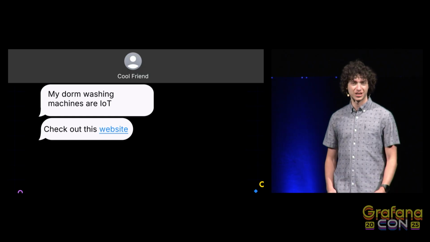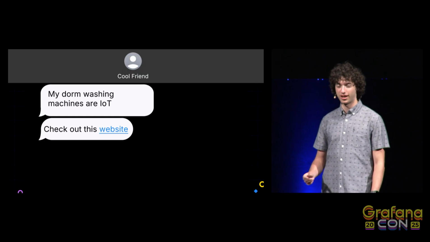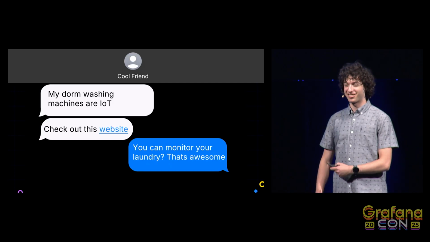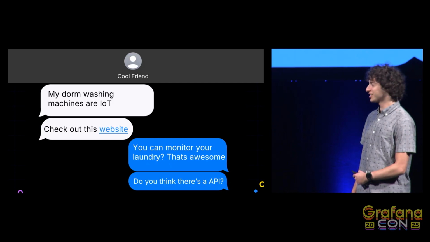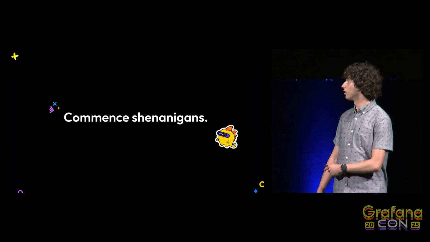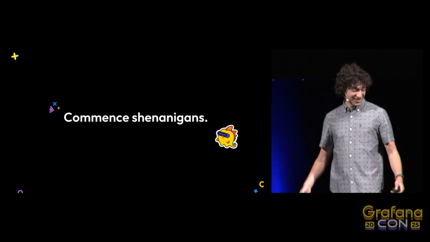And I checked out the website and you could click on it and you could see how many minutes are remaining on your dryer. Like, go get your laundry, please. We don't want it here. And I'm like, you can check out your laundry? That's awesome. Do you think there's an API? And this only goes downhill. Commit shenanigans, like usual. We found an API.